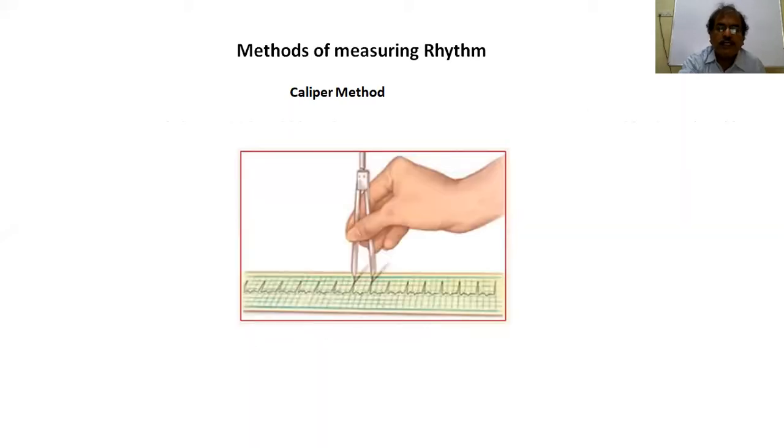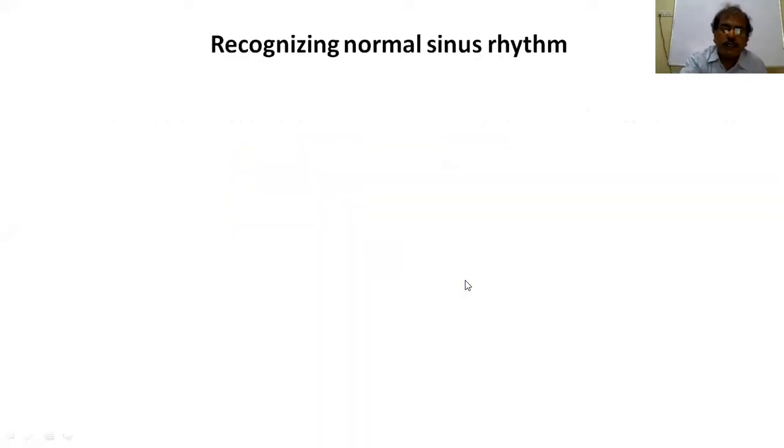Here you see how the caliper is kept. The caliper is kept at the tip of the R waves, and then this is fixed and this is taken to this place, and then you will see whether the distance is the same or not. If it is the same, then it is regular. If it is not the same, then it is irregular.